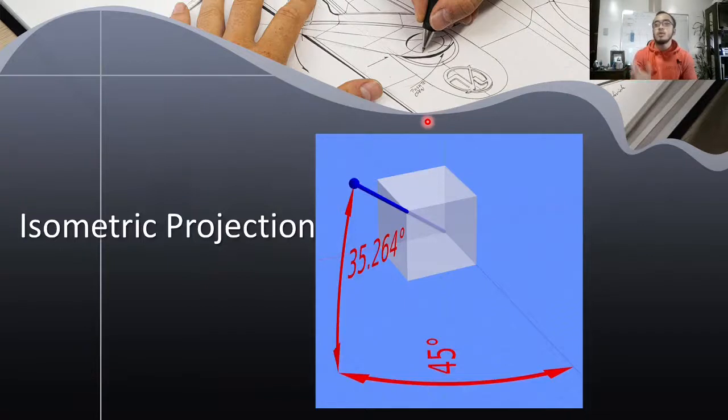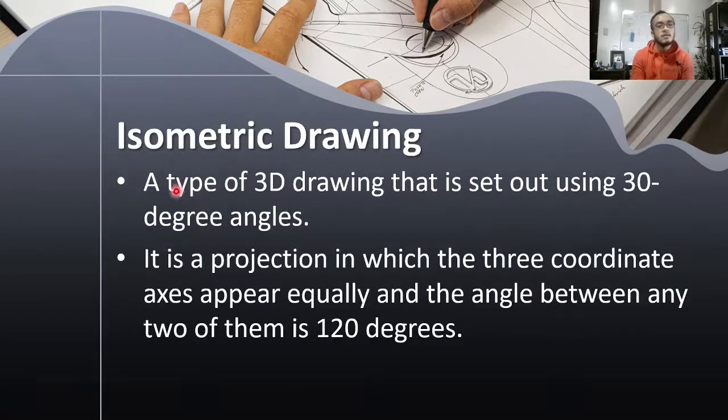If you are drawing isometric drawings, you must first project it in this exact plane, this exact point. It is said here that an isometric drawing is a type of three-dimensional drawing that is set out using 30-degree angles. It is a projection in which the three coordinate axes appear equally and the angle between any two of them is 120 degrees. So parehas pa rin itong second definition na to doon sa una. Pero once again, they have differences, yung isometric projection and isometric drawing.